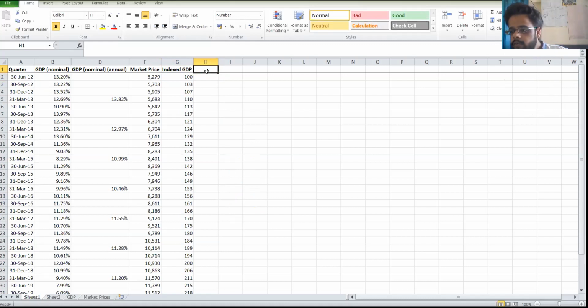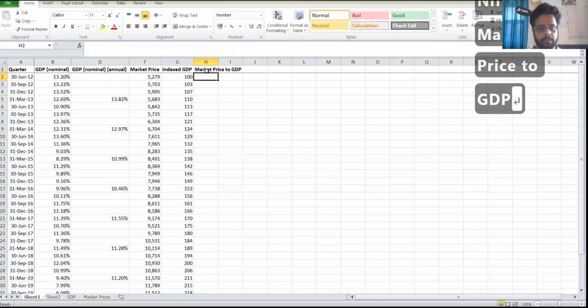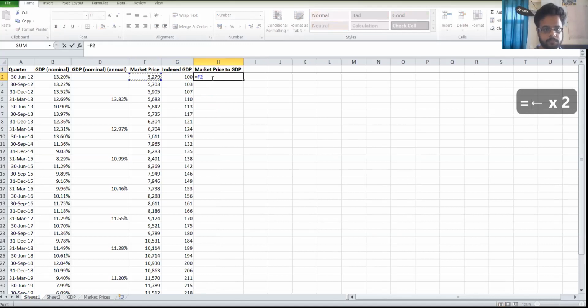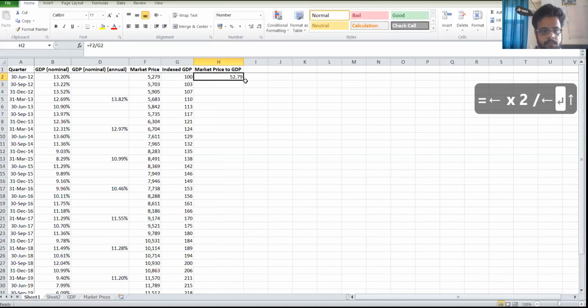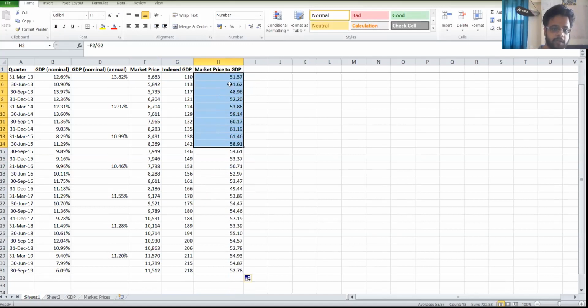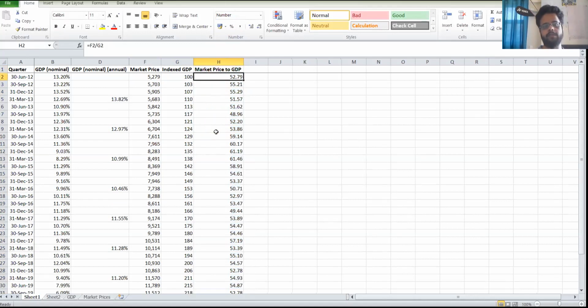So what is the Nifty to GDP ratio? I can take the market price to GDP ratio, and this is what is called the Buffett indicator, market price to GDP. And we have our Buffett indicator over here. We see that it really doesn't move much. It went up and it went down. It's fairly stable in the long run, which is supposed to be the case, since the market price in the long run moves hand in hand with the GDP, so it should be a fairly stable quantity.